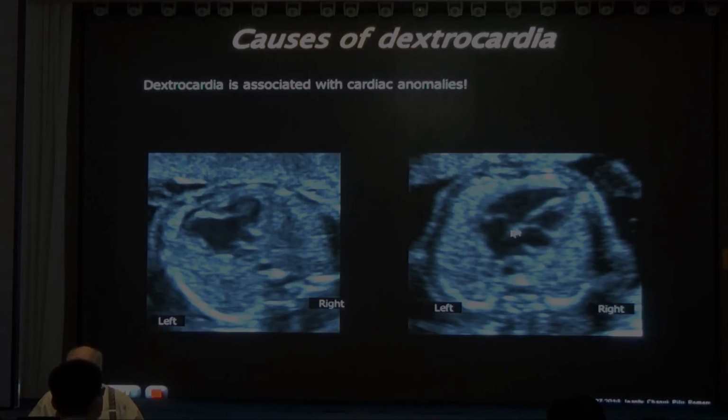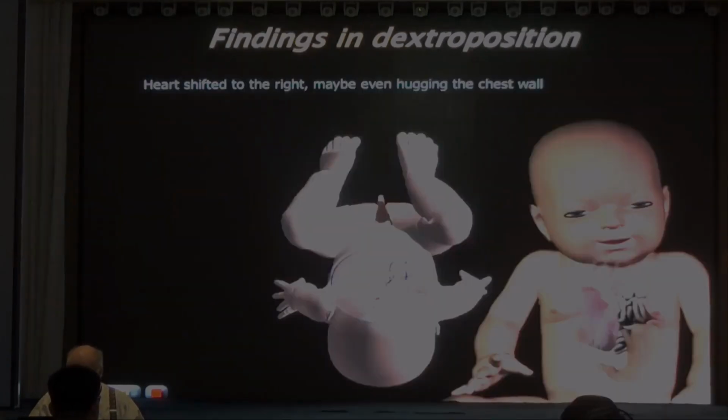Okay? This atrium here receives the pulmonary vein. Although this pulmonary vein here is not very convincing. But so this is the left atrium, and this is the left ventricle. So the ventricles are inverted but the atrioventricular connections are concordant, okay? And you see, it's not just a normal four chamber.